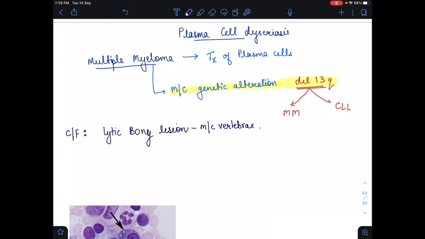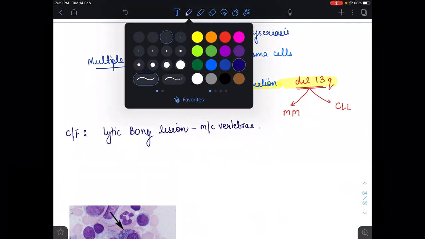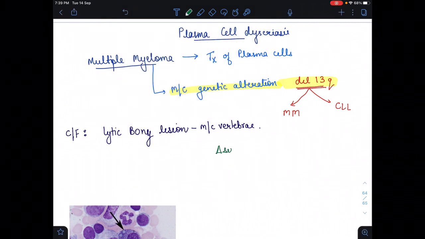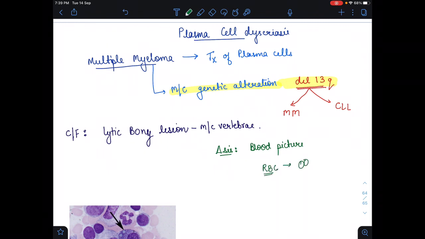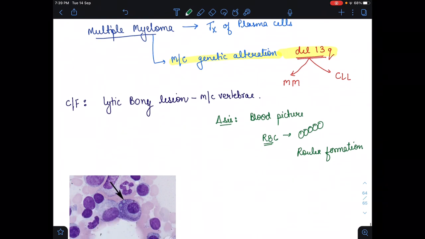Now for the diagnosis of multiple myeloma, we look at the blood picture. In the blood picture we find stacking of coins of the RBCs, which is also known as Rouleaux formation. Please remember that Rouleaux formation is seen in the blood picture of multiple myeloma.